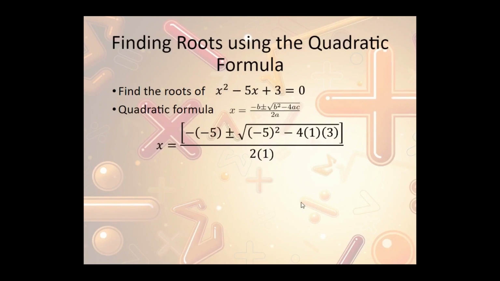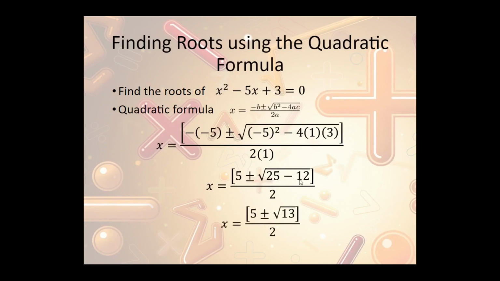Now we can go ahead and start to work the problem. So negative 5 is just positive 5. Negative 5 squared is positive 25. And then negative 4 times 1 is negative 4 times 3 is negative 12. And then 2 times 1 is 2. So we end up with this. Now we just simplify under the radical. So 25 minus 12 is 13. So we get 5 plus or minus square root of 13 over 2.